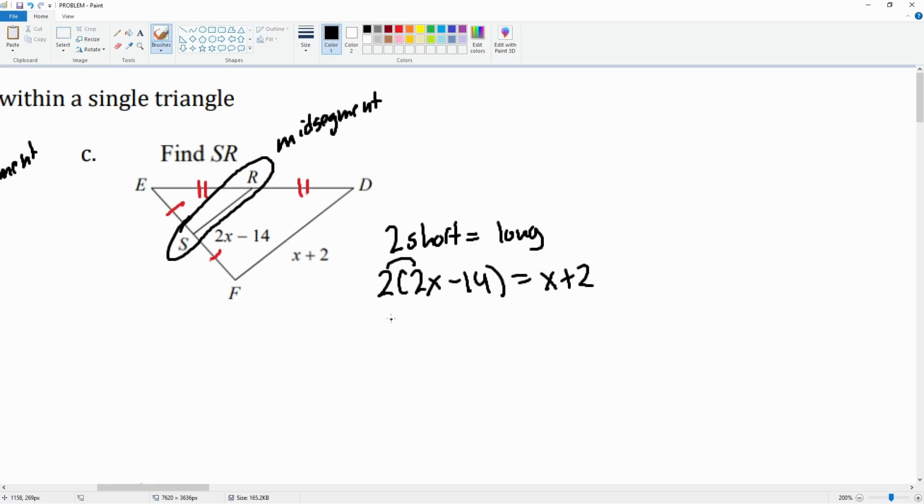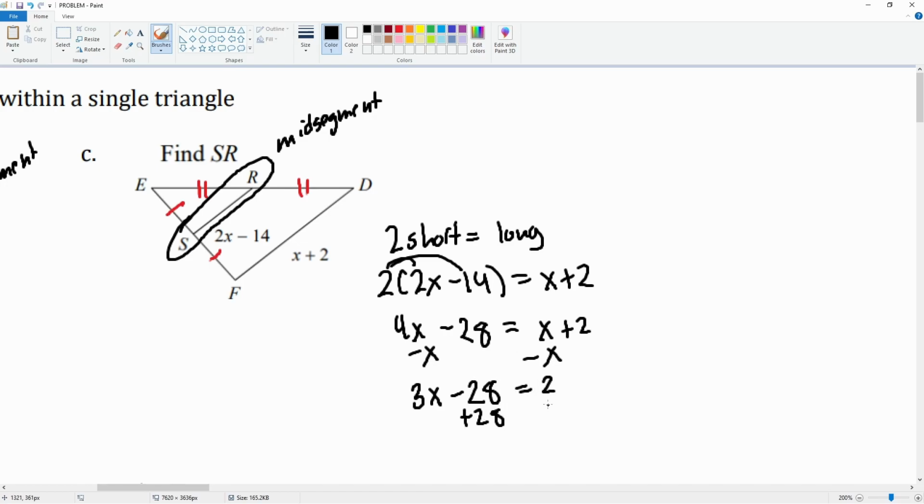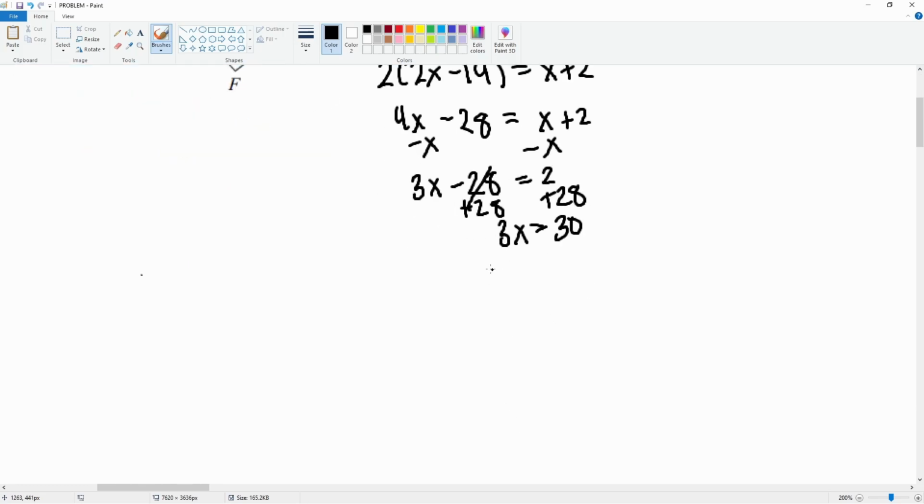Distribute 2 times 2x, it is 4x. 2 times 14, it is negative 28, equals x plus 2. Minus x from both sides, you get 3x minus 28 is equal to 2. Add 28 to both sides. So this cancels. 3x is equal to 30. Then divide by 3 on both sides, leaving you with x is equal to 10.